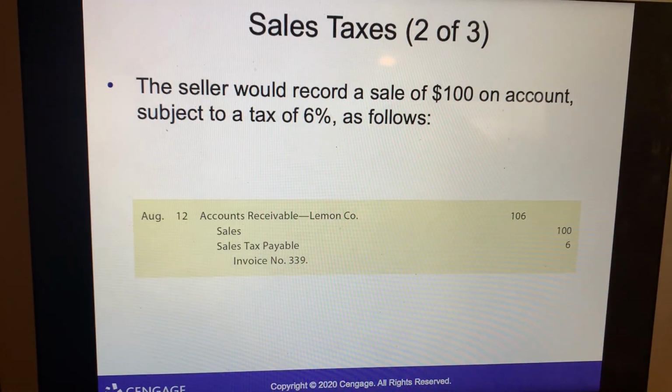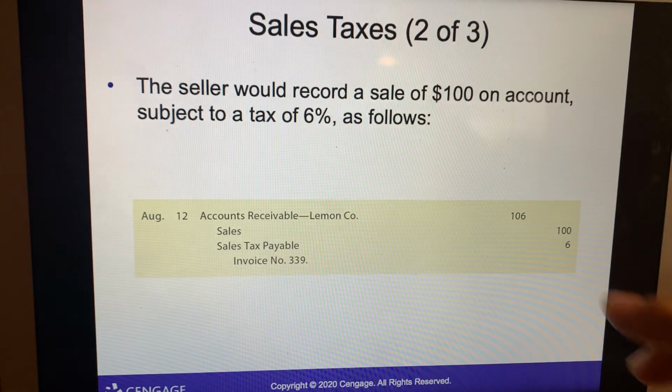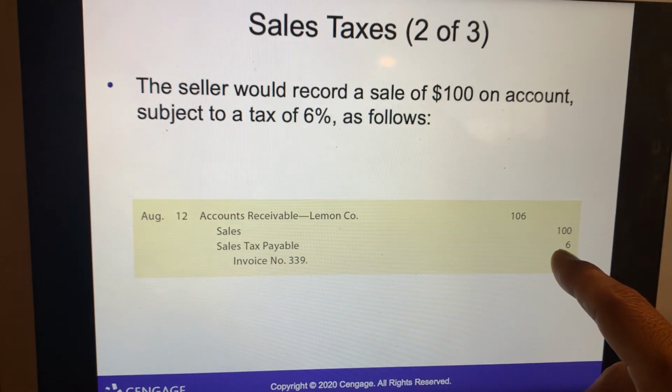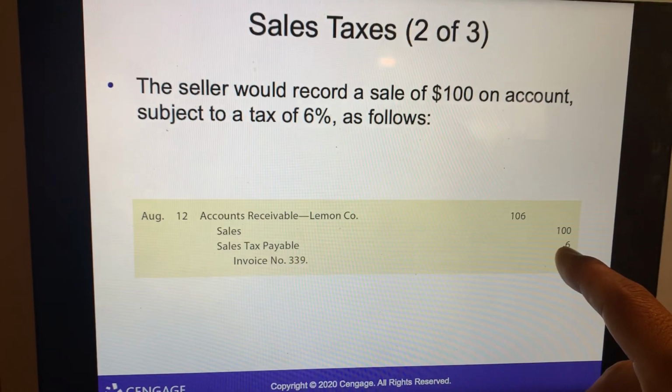So here is an example: $100 on account, subject to 6% tax as follows. So $106 is charged to accounts receivable. The sales is $100, and the sales tax payable is $6. Don't forget, this goes into a payable because we owe this money to the state, local, or federal government.